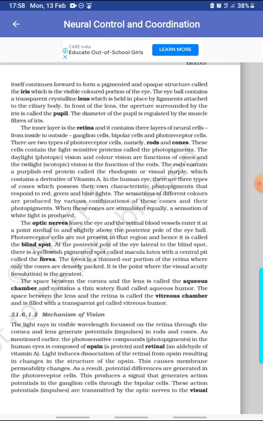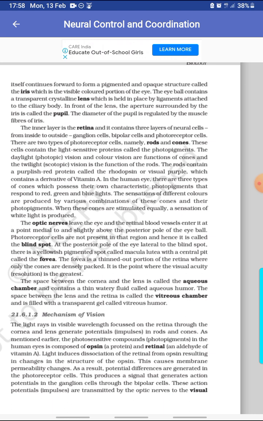The inner layer is the retina and it contains three layers of neural cells from inside to outside: ganglion cells, bipolar cells, and photoreceptor cells. There are two types of photoreceptor cells, namely rods and cones. These cells contain the light sensitive proteins called photopigments.